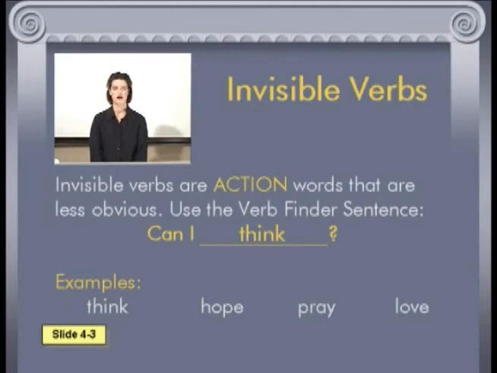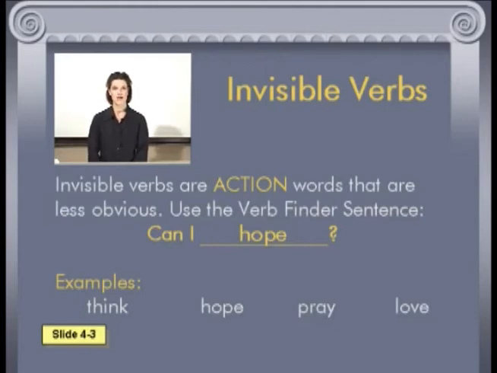The next word is hope. Can I hope? Well, certainly I can hope, and you hope too. I hope that we have a fun and educational Latin class together. So hope is a verb, and it is an action word, even though you can't always see someone hope.